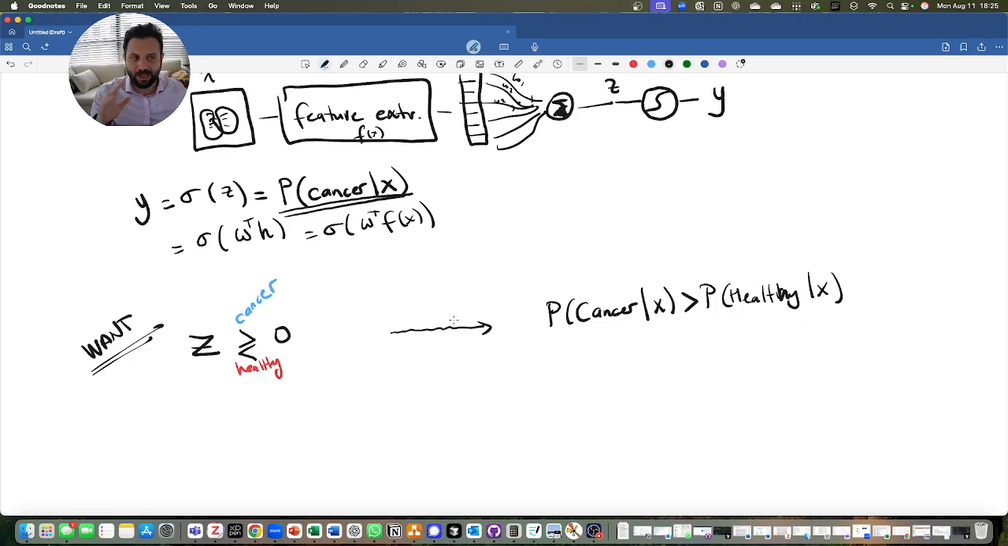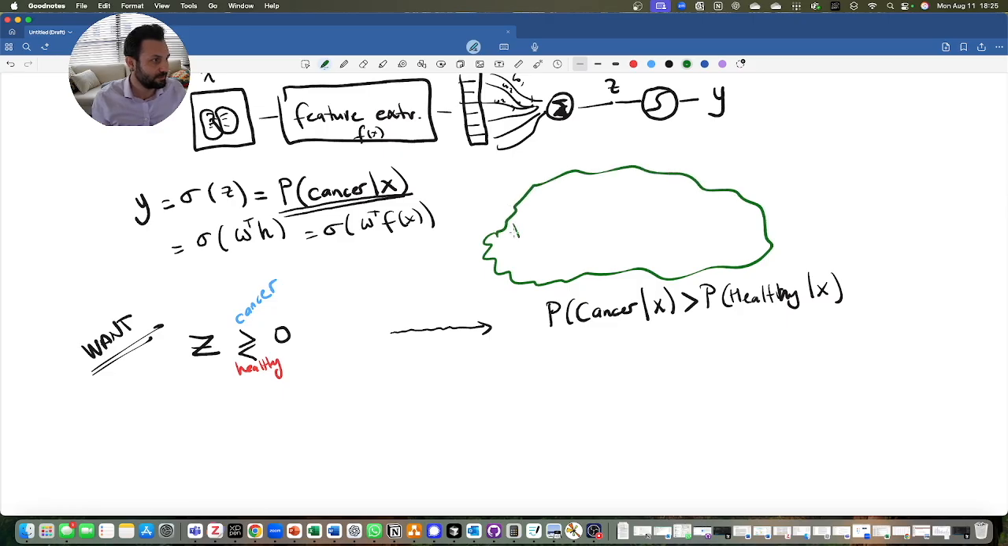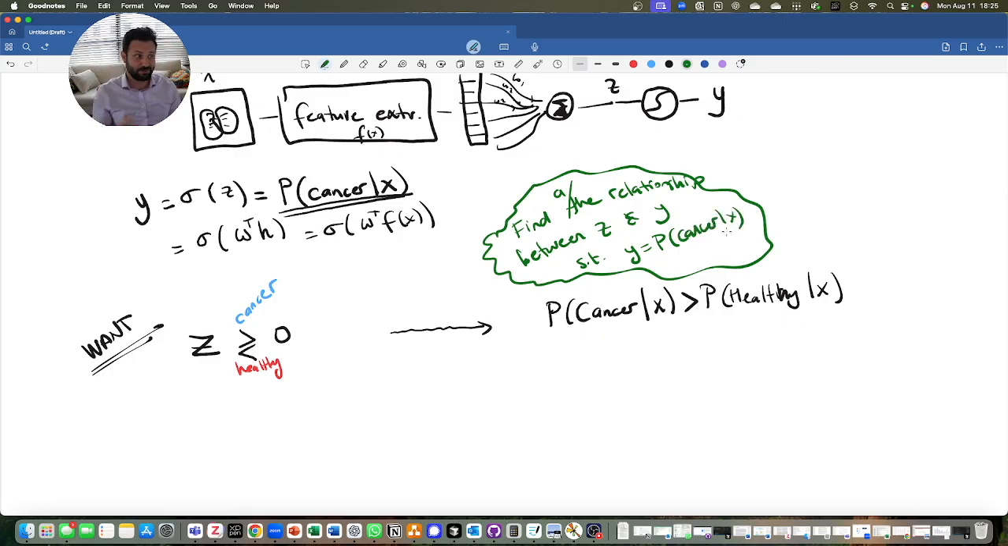So what I'm trying to do here is to find, let me write this. Let's find a relationship between Z and Y, such that Y is equal to the probability of cancer given X, right? So that's what I'm trying to do.